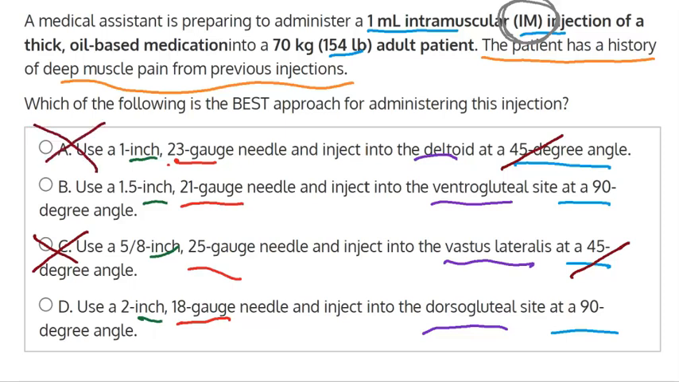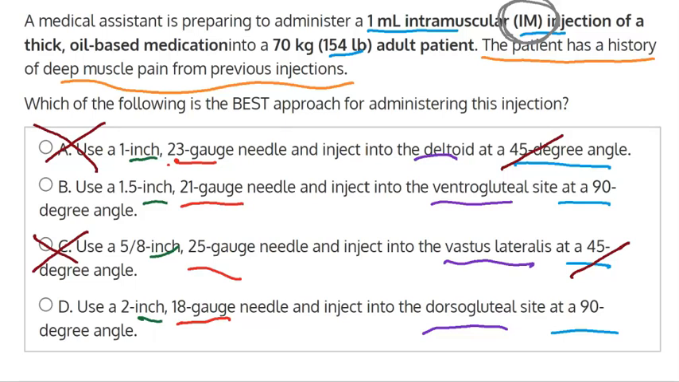Okay, good. So now this question is not as overwhelming because we're left with just two choices to decide between. Either the 1.5 inch 21 gauge needle into the ventrogluteal site, or a longer 2-inch needle that is 18 gauge, so it's a bigger needle, and inject into the dorsogluteal site. Now, for two reasons, we could determine why a certain answer is better than the other.